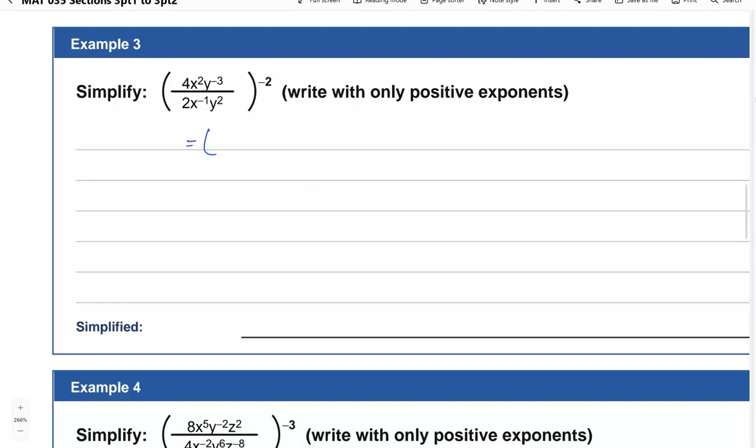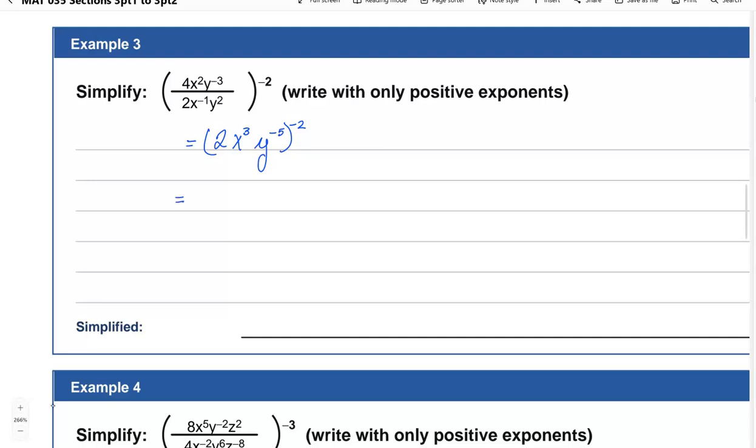So we have 4 divided by 2, which is going to be 2. And then we have x squared over x to the negative 1, so we're going to subtract the exponents. 2 minus negative 1 is a 3. And then we have y to the negative 3 over y squared. When I subtract those exponents, negative 3 minus 2 is a negative 5. And all of that's to the negative 2 power.